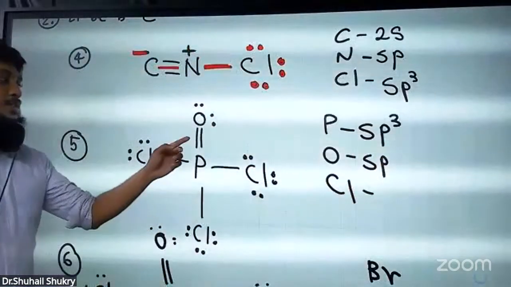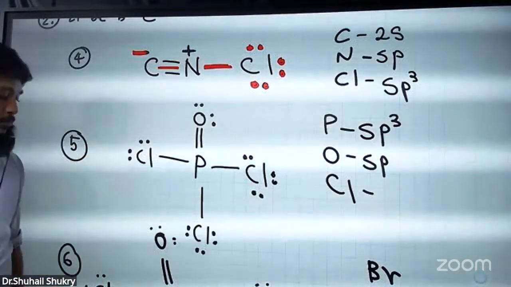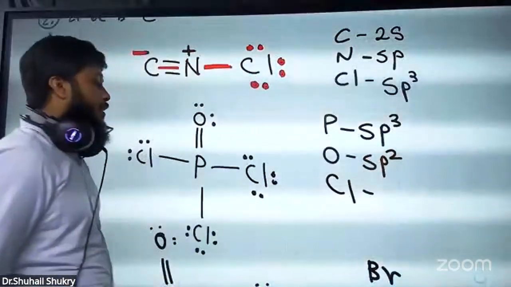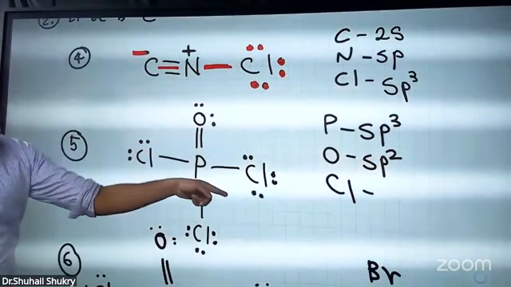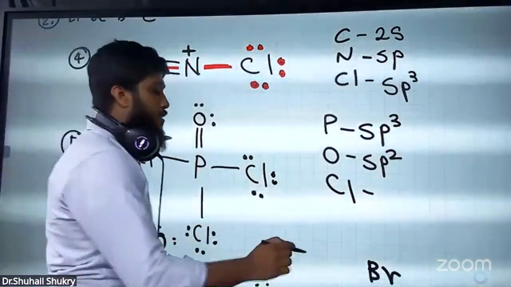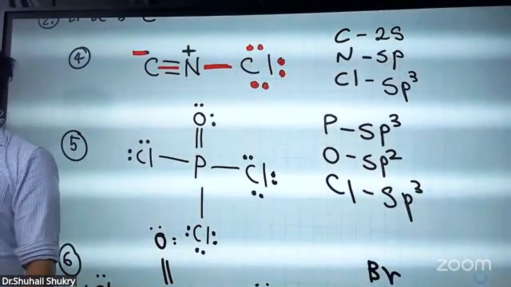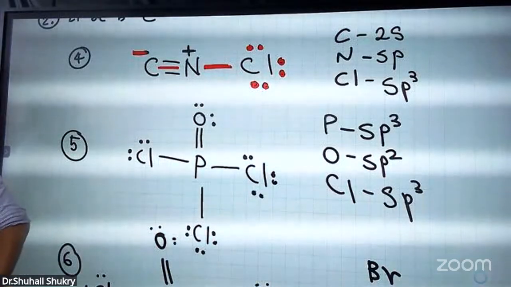sp3 should change to what? sp2, no? sp2, 1 sigma bond and 2 lone pairs, right? sp2. Okay, good. And this chlorine has 1 sigma bond and 3 lone pairs, then altogether 4 units, sp3. So it's very simple to tell their hybridization. Okay, good. Now the next one, the final one.